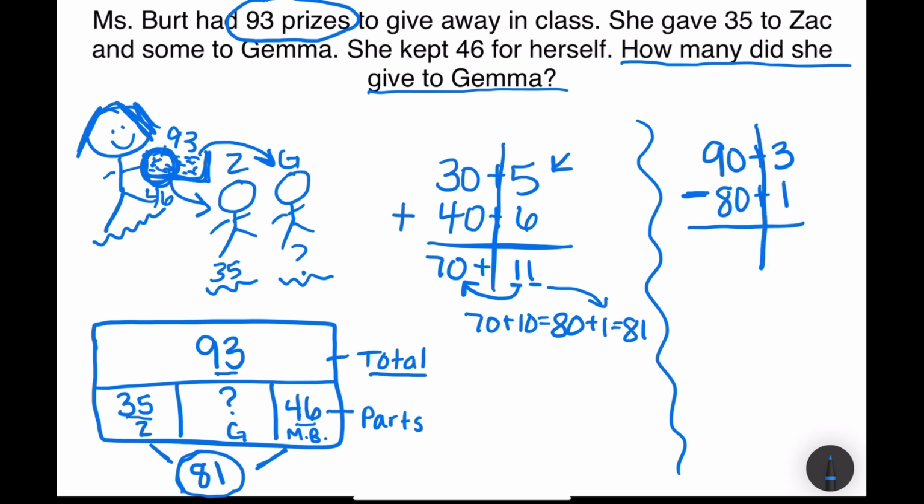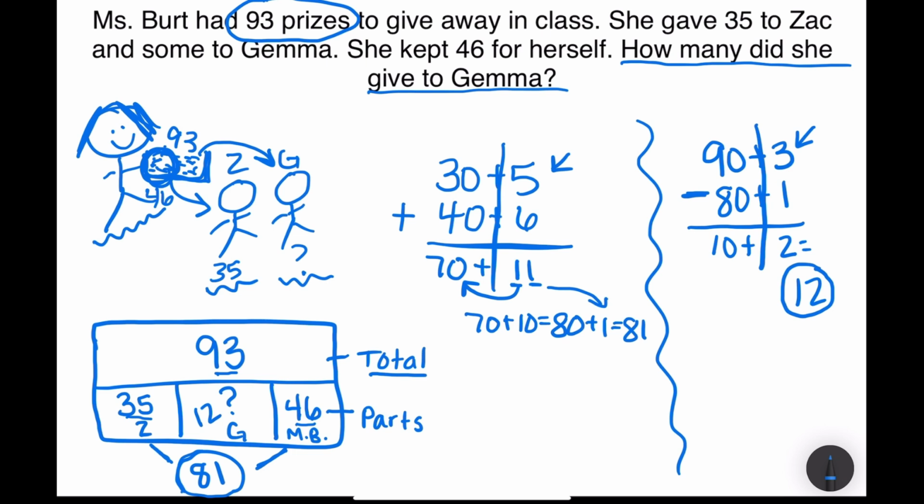You always start in the ones place. 3 minus 1 equals 2. 90 minus 80 equals 10. 10 plus 2 equals 12. This means that Miss Burt gave 12 prizes away to Gemma.